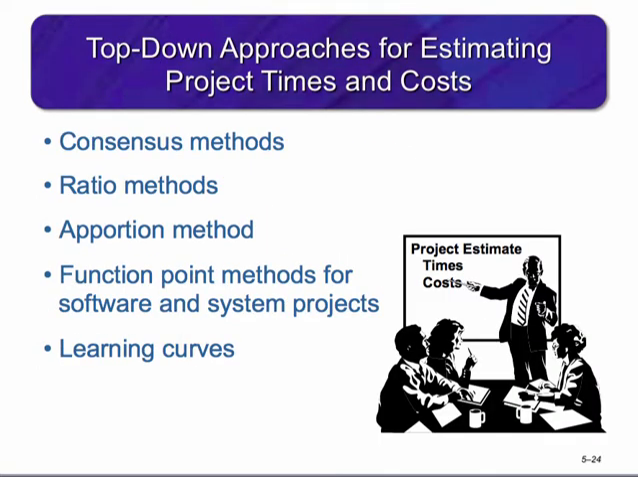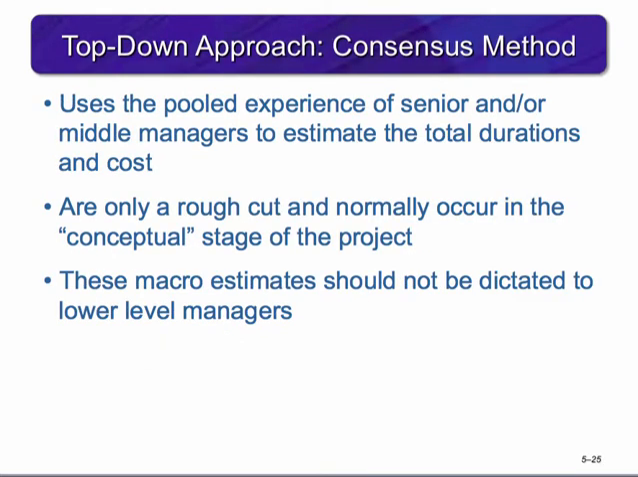Now that we understand what top-down estimating means, let's have a closer look. Here are some common methods of achieving a top-down estimate. Let's take a closer look at each method. The consensus method of the top-down approach involves using the pooled experiences of senior and/or middle managers to provide estimates. This typically involves a meeting where ultimately they reach a decision as to their best guess estimate.